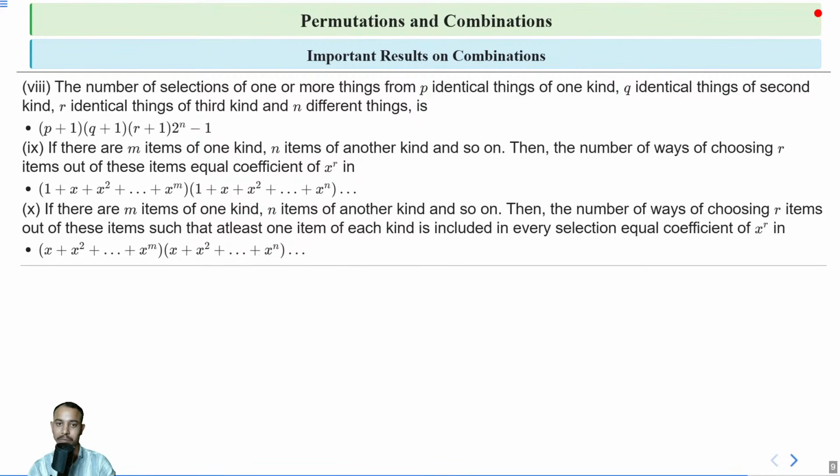So it's the polynomial for m items, that is x plus x squared plus dot dot dot plus x to the power m. For n items you have the polynomial x plus x squared plus dot dot dot plus x to the power n, and so on. So the number of ways of choosing r items such that at least one item of each kind is included in every selection equals the coefficient of x to the power r in (x plus x squared plus dot dot dot plus x to the power m) times (x plus x squared plus dot dot dot plus x to the power n) times dot dot dot and so on. Clear? I hope it's clear to all of you.